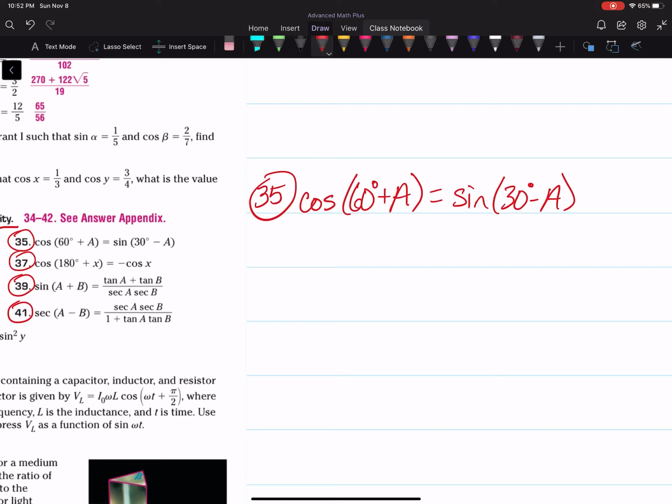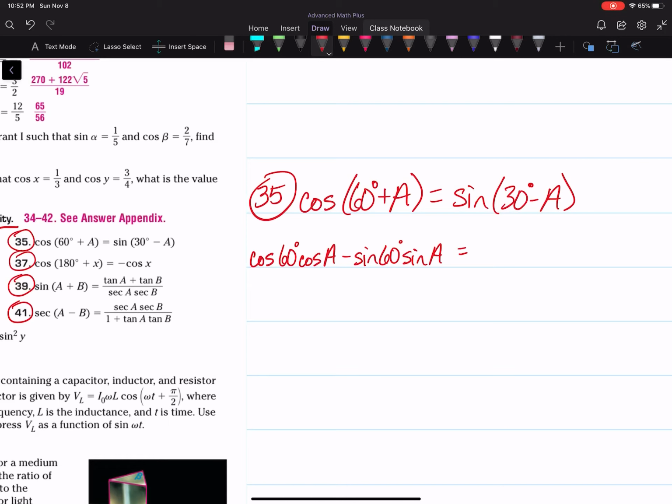So cosine would be cosine of 60. We're going to do the sum identity of cosine, and the difference identity of sine is basically what's happening here. So we're going to have cosine of 60, cosine of A, minus the sine of 60, sine of A. That's the sum identity for cosine. All right.